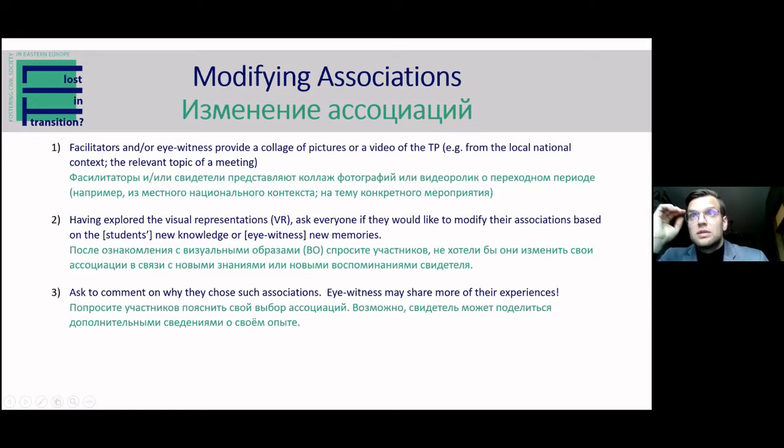Whether it's Georgia, Ukraine, Belarus, or Lithuania, it doesn't matter. Of that particular phenomenon, it can be the transition period, a specific revolution, or a specific event when, let's say, Soviet tanks intervened in the country, and so on. So have a video or multiple pictures prepared for your audience, for your students.